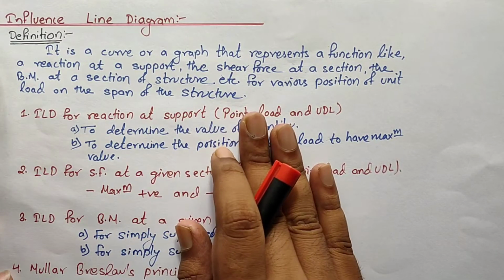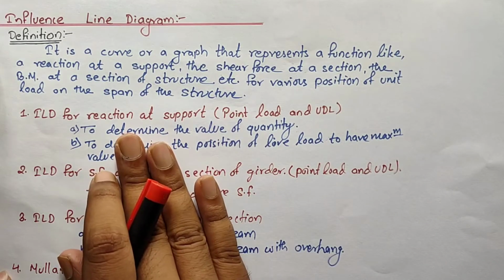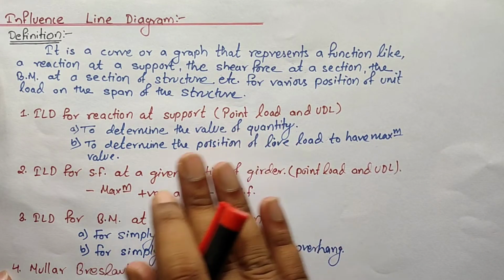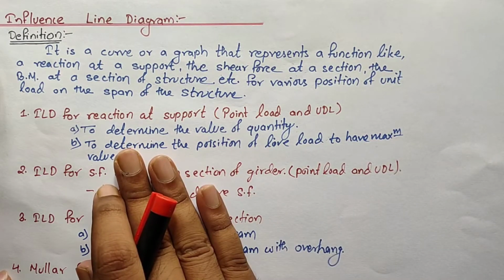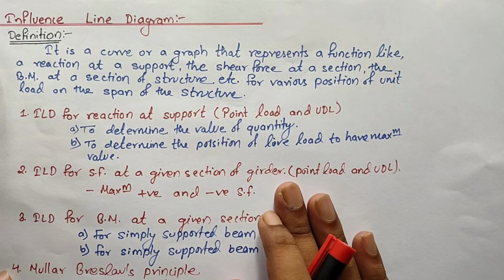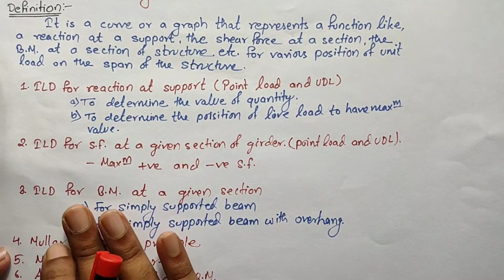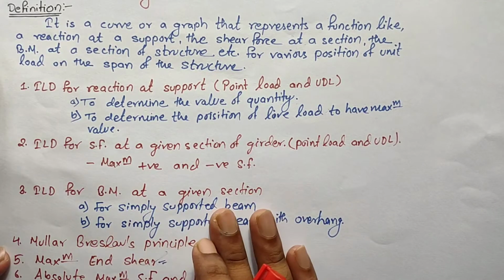We have also seen examples based upon the point load as well as UDL, how to determine the value of the quantity as well as the position of the live load to have the maximum value, and the influence line diagram for the shear force at the given section of the girder. We have completed the influence line diagram for the maximum bending moment at the given section for the simply supported beam.